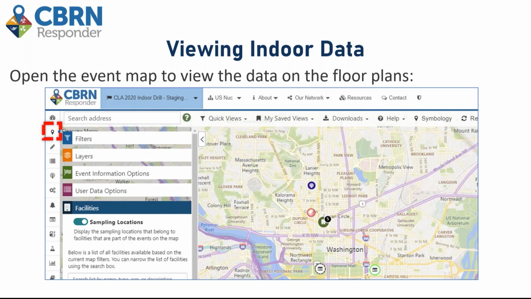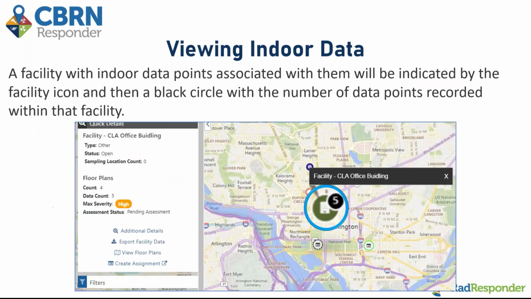From the map is where you're going to be able to view all floor plan data on a particular floor plan all together. So instead of just viewing a data point individually, you're going to see it in context with other data points. You'll want to make sure that your facility layer is turned on. Once it's on, you'll then be presented with all the facilities on your map, and you'll locate your facility. A facility with indoor data points is going to have the facility icon in the dark green color, and then a black circle with a number of data points recorded within that facility. So this is just a zoomed in version of what that looks like.